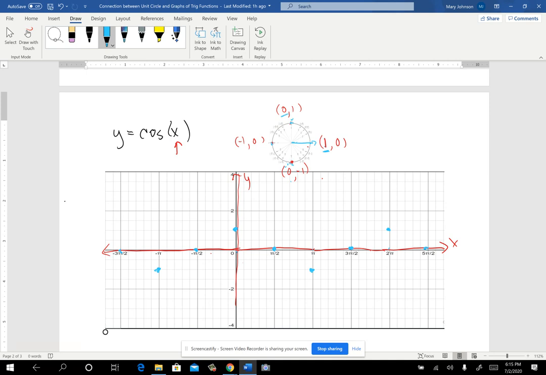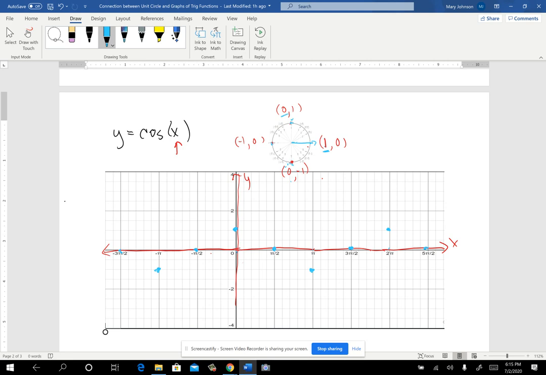Trig graphs are what we call periodic. Okay, they have a repetitive nature to them. They're really good to model things like temperature, tides, things that keep repeating over time, fluctuating, but having a pattern that repeats over time.